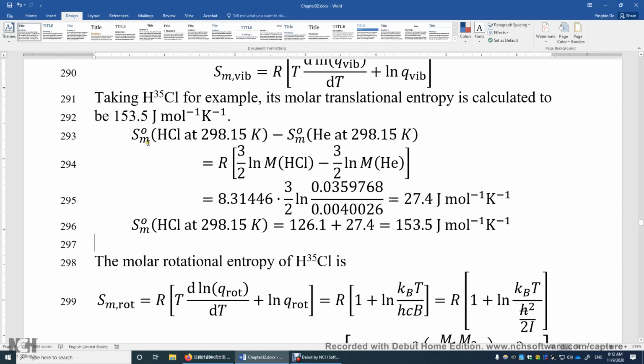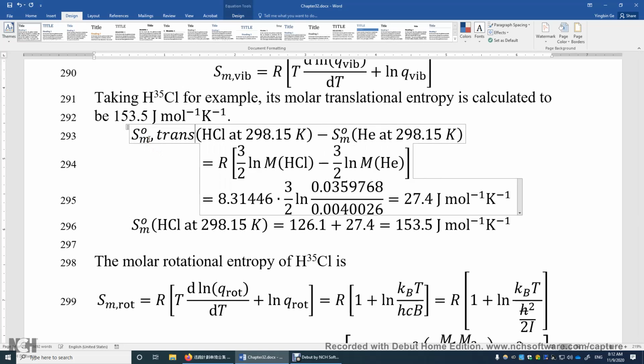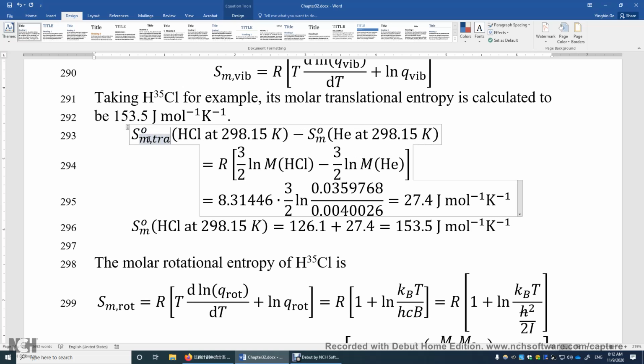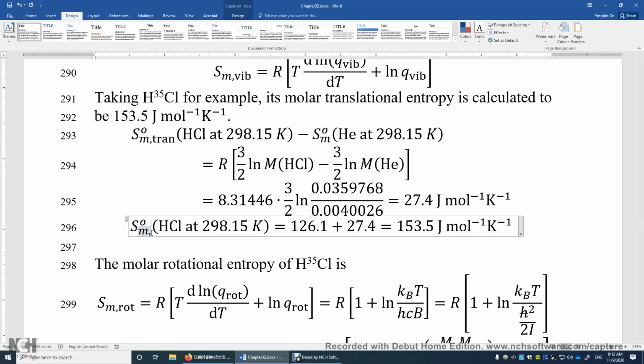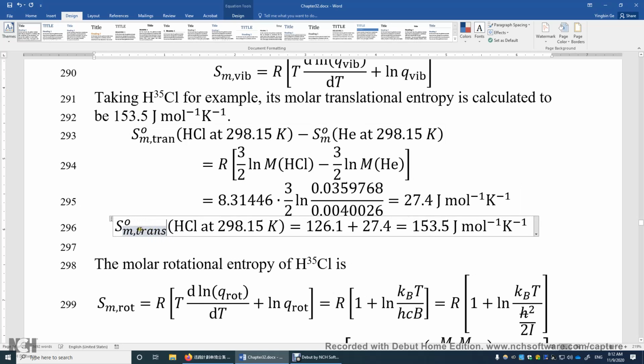I think I should put "trans" here just to make it clear that I'm talking about just the translational entropy of HCl. We will calculate the rotational entropy and the vibrational entropy a bit later. But I need to make the correction here just to emphasize this is just the translational molar entropy of HCl.